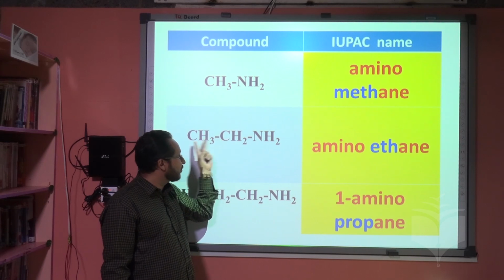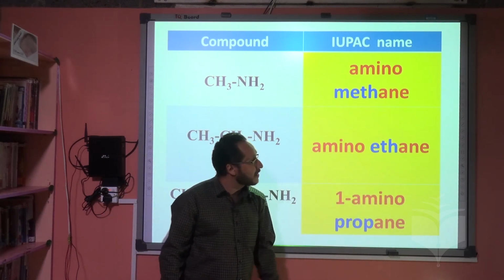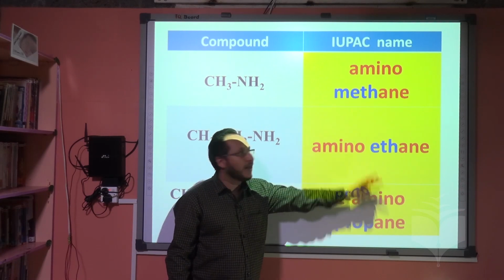If you have two carbon atoms, in the two carbon atoms we have amino, so this is amino. And how many carbon atoms do we have? We have two. So what do we call two? It is eth, then write the suffix ane, so it is aminoethane.